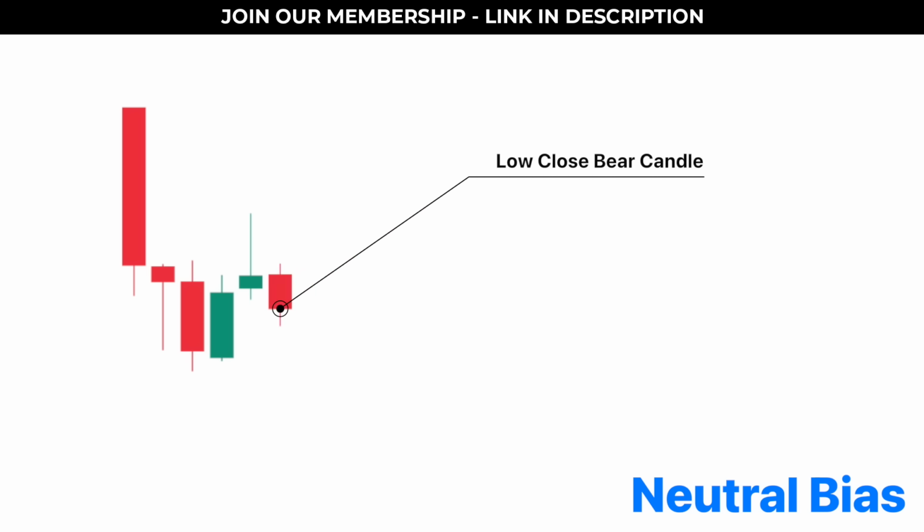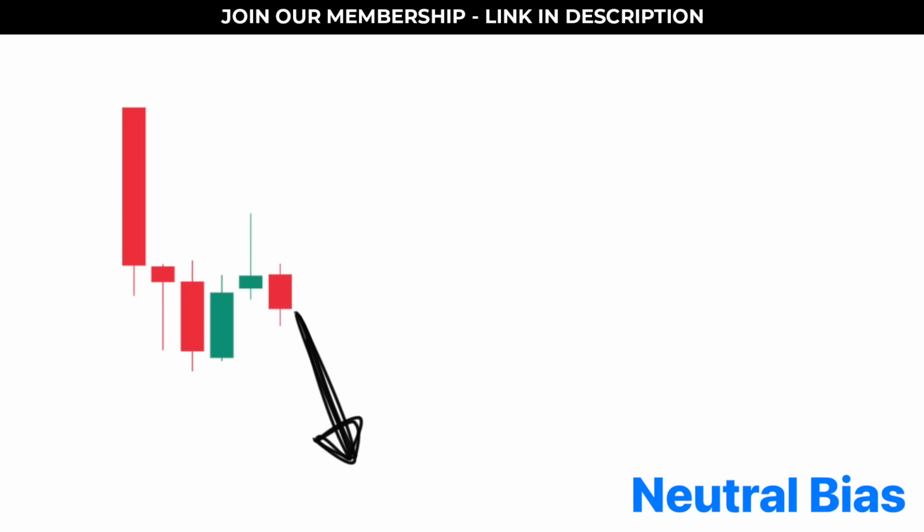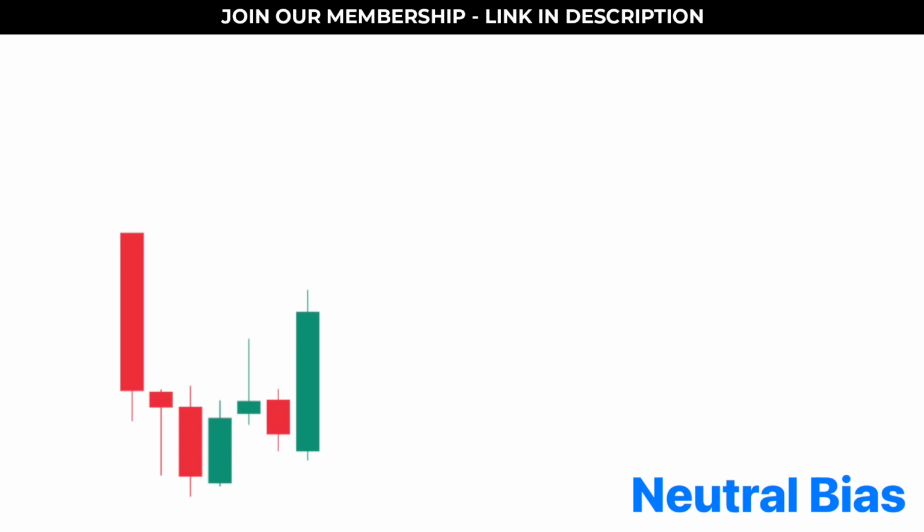Next, we have a low close bear candle. For the first time on this particular day, we have a bear candle. It shows that the sellers have dominated this candle and have managed to close the candle near its lows. If they are really strong, we should see a few bear candles after this. If we do see a few bear candles from this point, we will switch our bias to bearish. However, that does not happen.